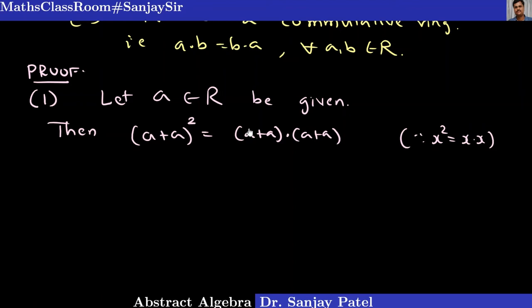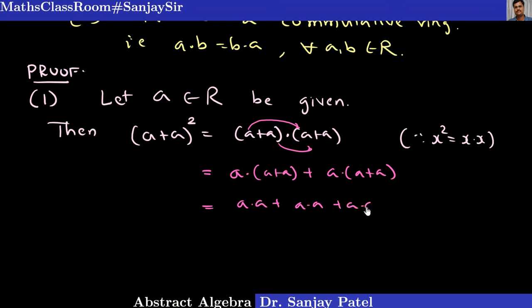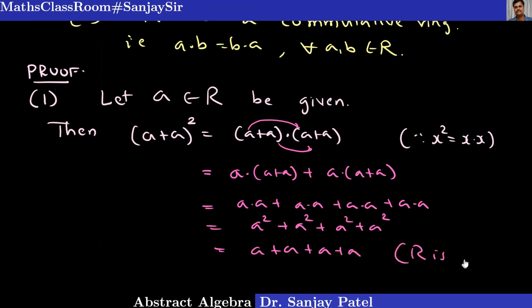Let me simplify this first. I multiply in this order. Remember, we are not given that the operation is commutative, so I cannot write directly. I must write a dot a plus a plus a dot a plus a. And again, using the distributive law, we get a dot a plus a dot a plus a dot a plus a dot a. That means a square, a square, a square everywhere. And we are in a Boolean ring, so each of these is equal to a, because R is a Boolean ring.